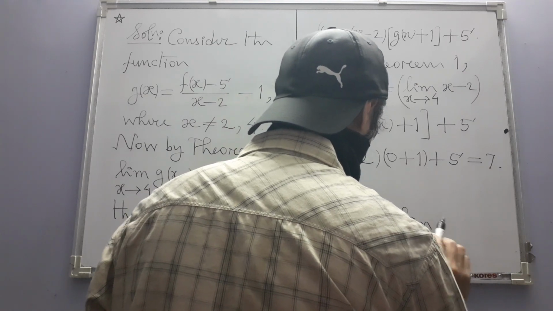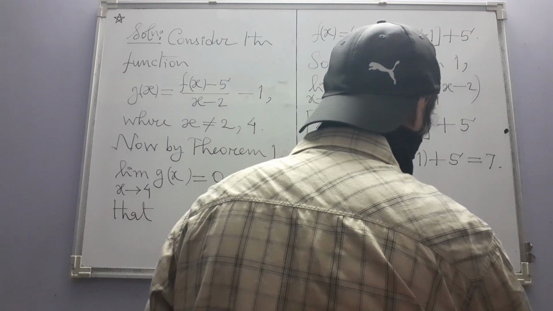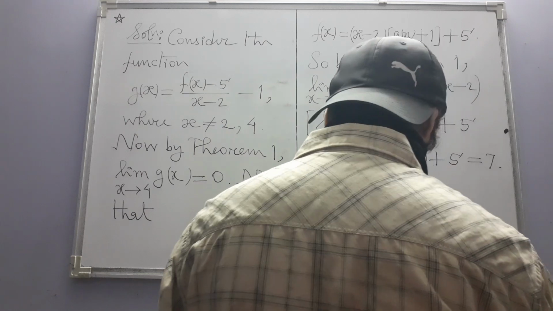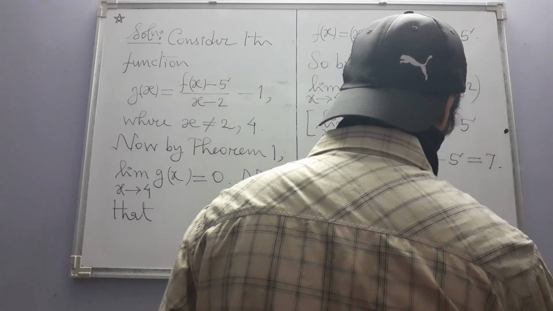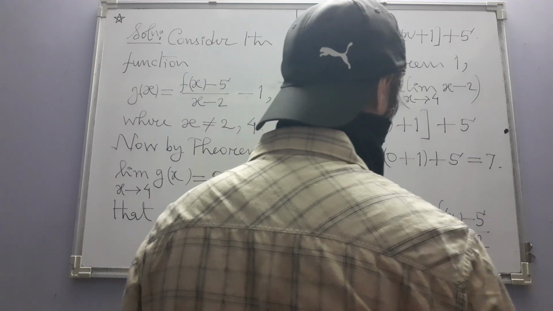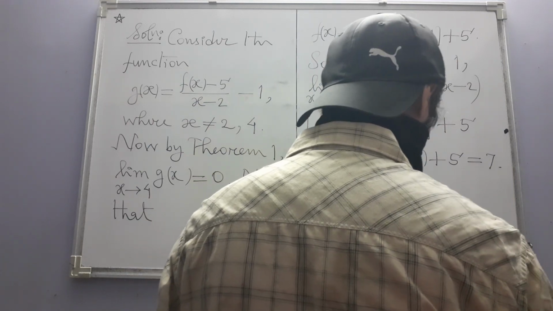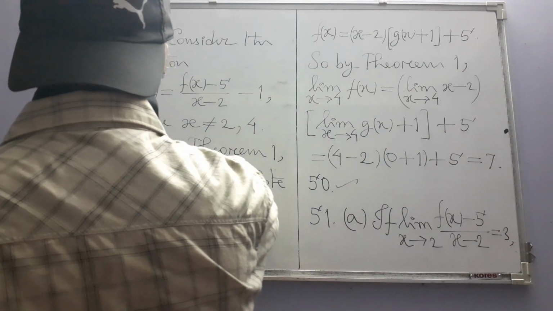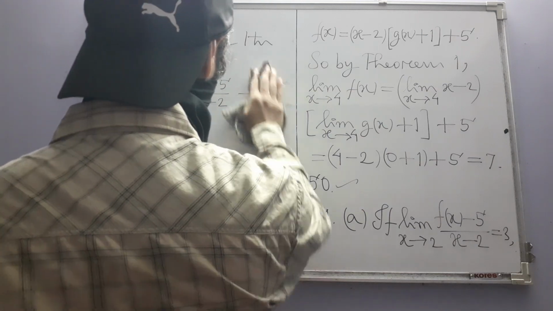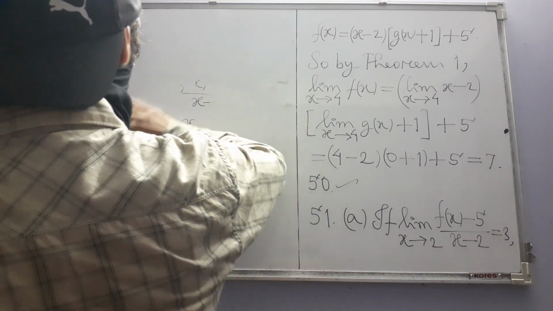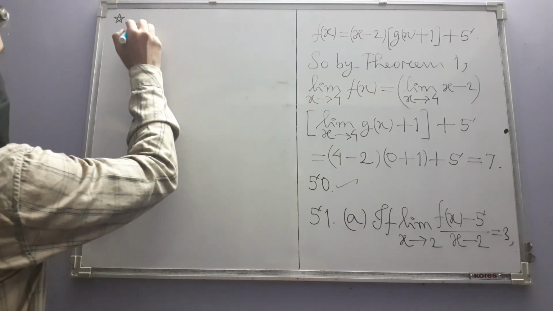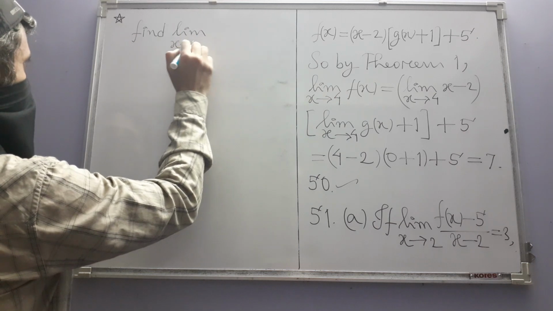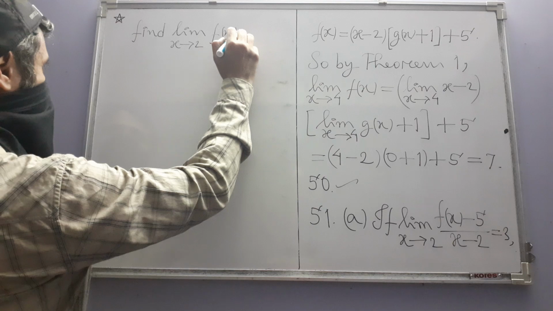If the limit of (f of x minus 5) over (x minus 2) as x approaches 2 is equal to 3, find the limit of f of x.